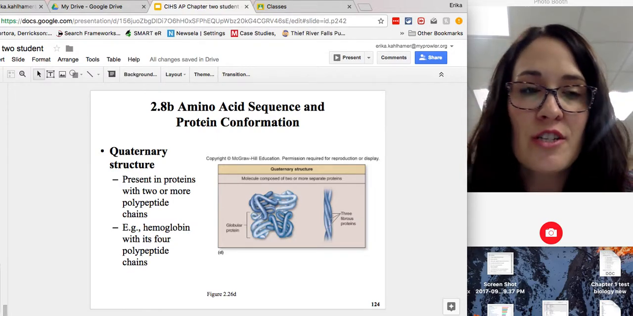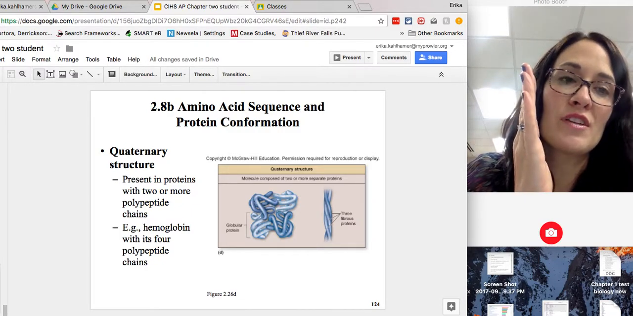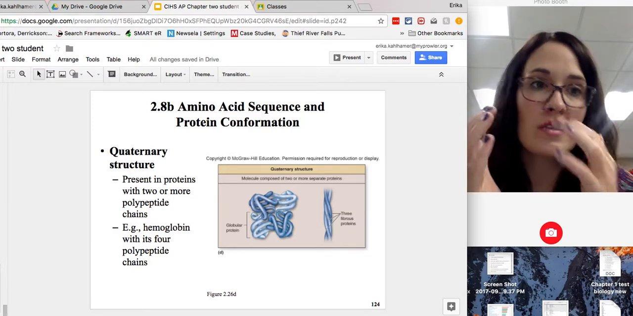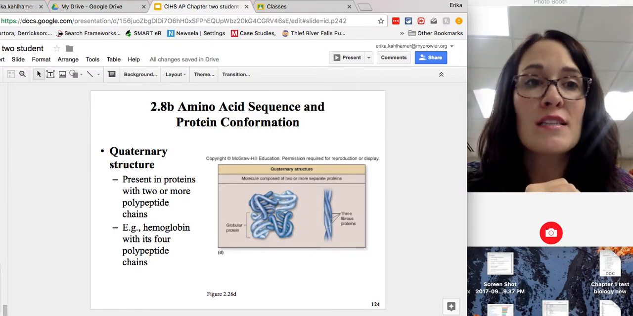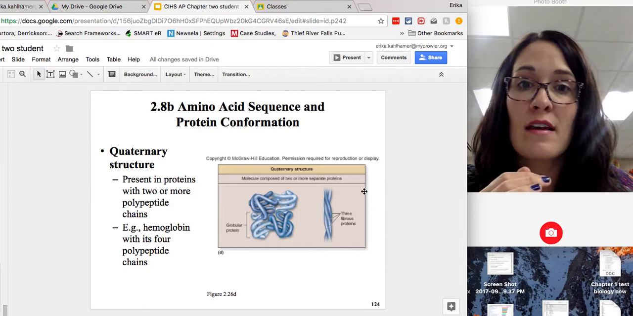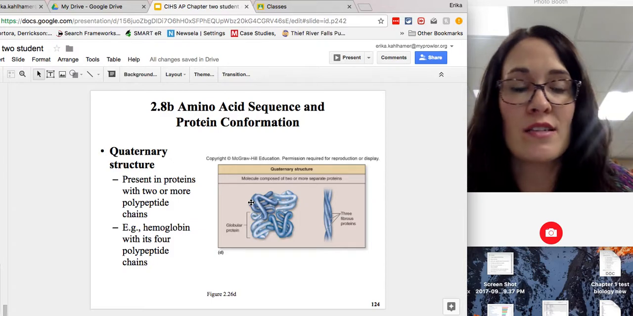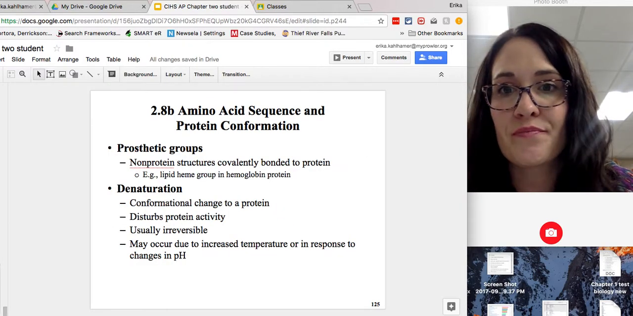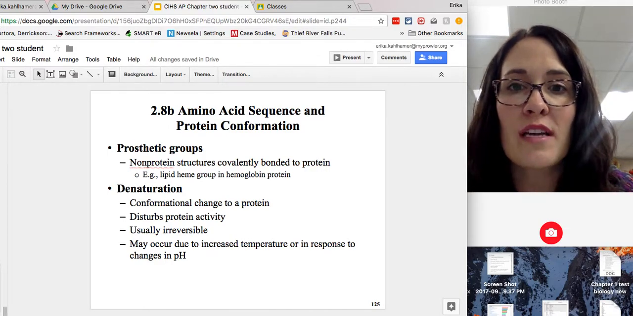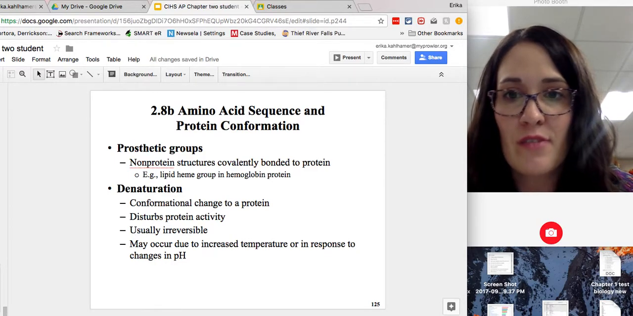The quaternary structure is the top level of complexity, and instead of just one protein chain, or amino acid chain, we're talking about more than one. So this level is only present in proteins that have two or more chains of amino acids. Hemoglobin would be a great example because it has 1, 2, 3, 4 different amino acid chains put together to make that protein. Sometimes we have non-protein groups hooked to that protein that are covalently bonded. This is called a prosthetic group. There's an example with hemoglobin.